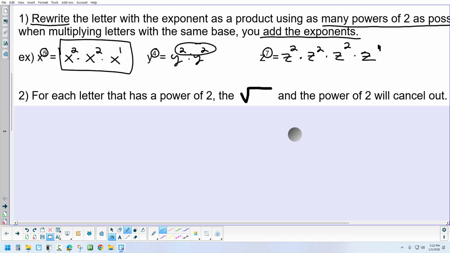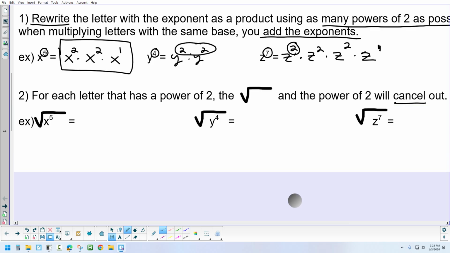So now, for each letter that has a power of 2, when we take a square root, it's going to make this number that I just circled disappear. But only if it has a 2 on it. If it has a 1 on it, no, it doesn't disappear. But if it has a 2, it's going to cancel it out. Okay, so let's try the first one we did, x to the 5th. But now we're going to take the square root. And everything that we just wrote down for x to the 5th, that's going to go right underneath it: x to the 2nd, x to the 2nd, x to the 1st.